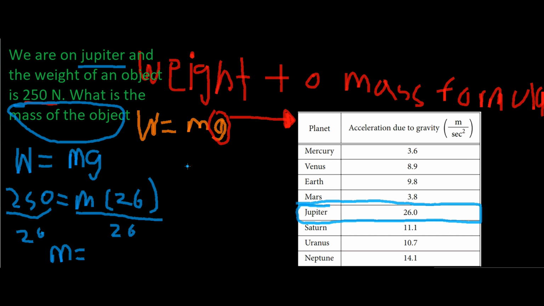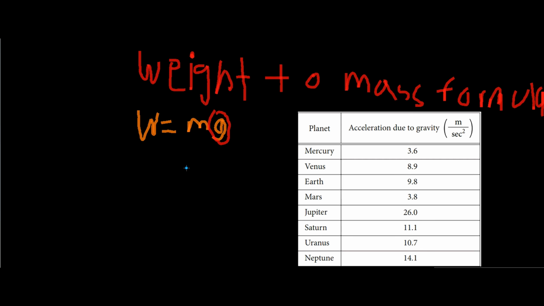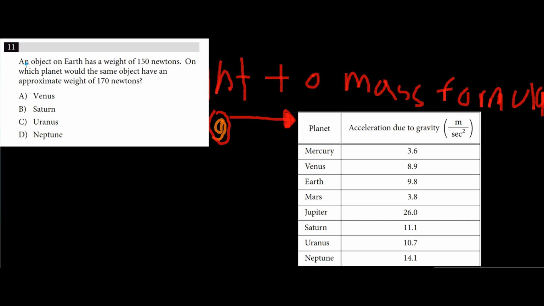Let's do one last and final problem. So our next problem is an object on Earth has a weight of 150 newtons. Which planet would the same object have an approximate weight of 170 newtons? So we're solving for g. Don't let this trip you up. Think about it. Same object, mass is constant.